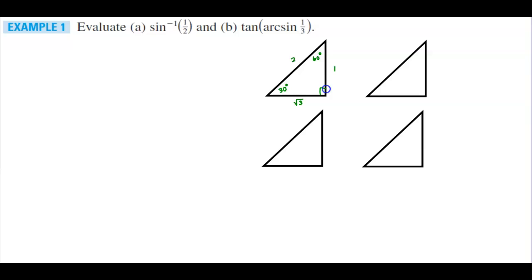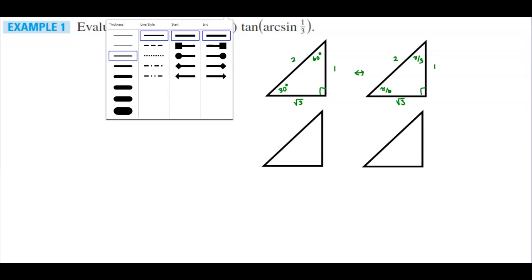Now, if we want to write this in radians, well, this is still 2, this is still 1, this is the square root of 3. Okay, so again, these are equivalent to each other. And so therefore, remember, 30 degrees is pi over 6, where 60 degrees is pi over 3.